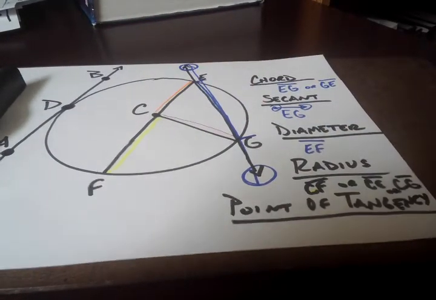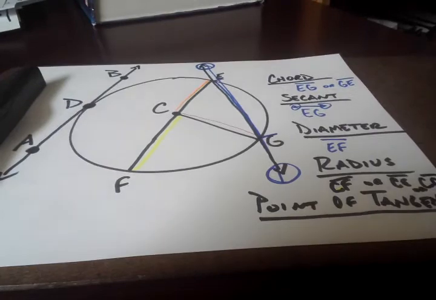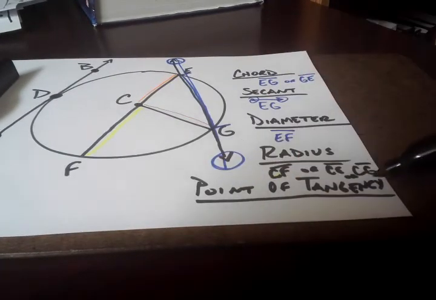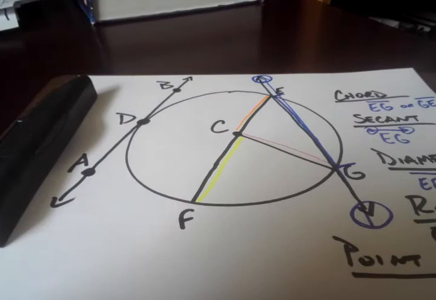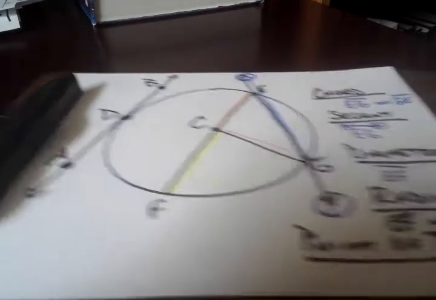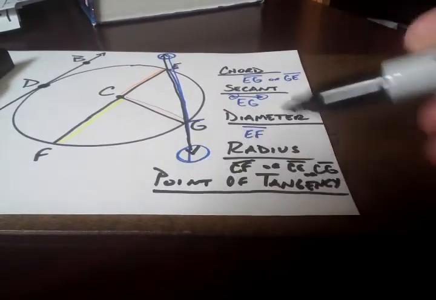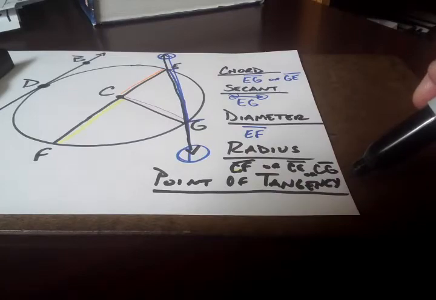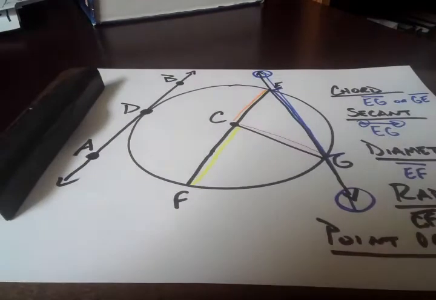Okay. Last thing it wants is a point of tangency, right? Now, the point of tangency is the point that is touching the circle on a tangent line. So once again, the point of tangency is the point on the tangent line that is touching the circle. So let's look for a tangent line.